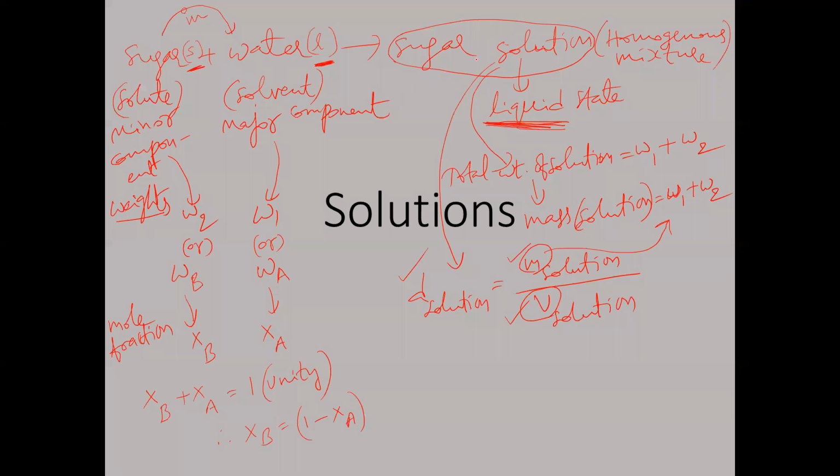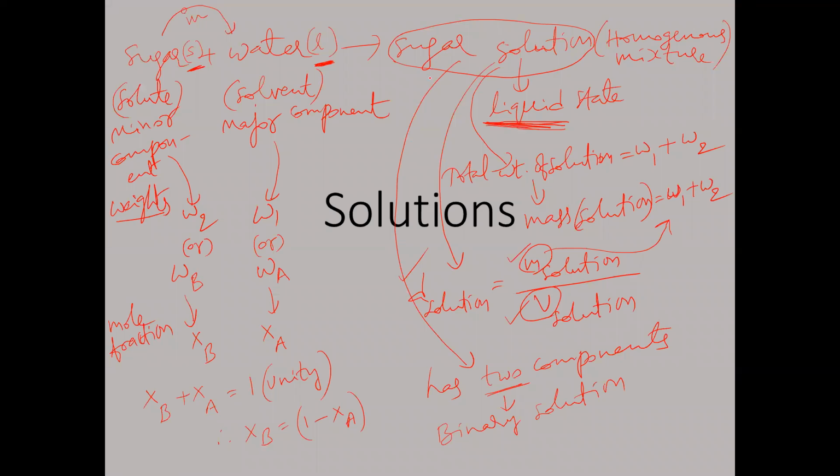Now, the sugar solution formed has how many components totally? 2 components. What are they? One solute, one solvent. That's why this sugar solution is called a binary solution. A binary solution has 2 components in total. Binary means made up of 2 components, one solute and one solvent.